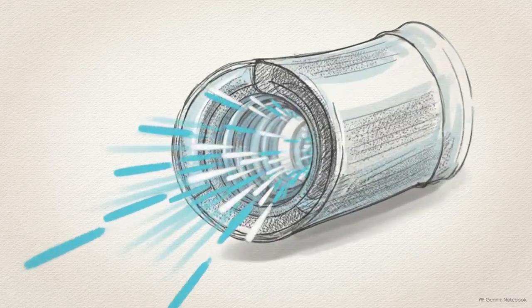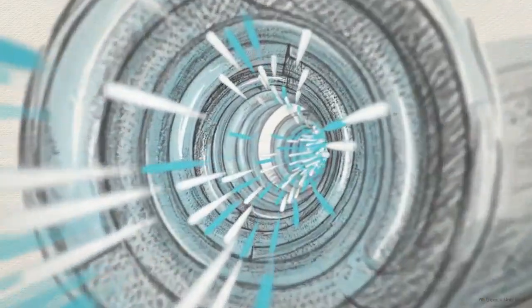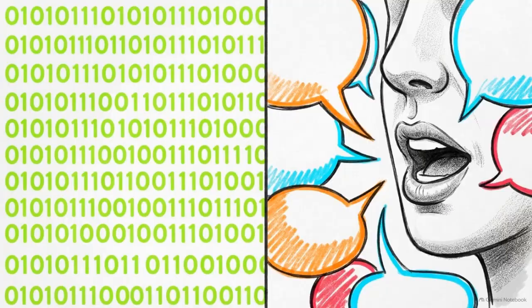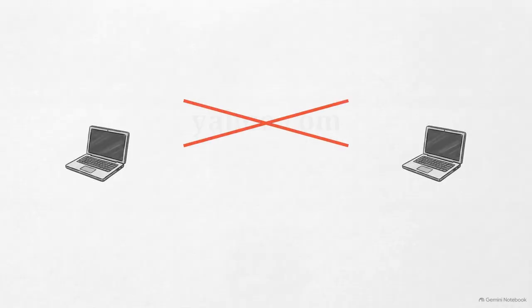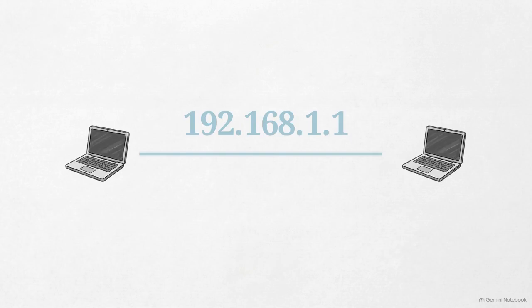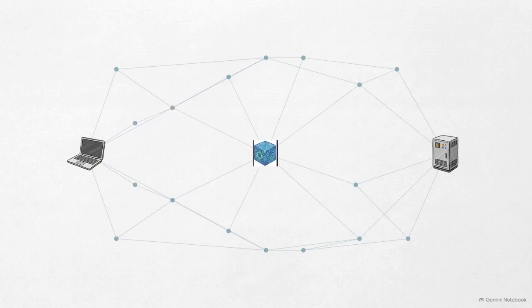As data pulses through a fiber optic network, it moves at speeds and in formats optimized for hardware, creating a fundamental gap between machine protocols and human language. Computers and networked devices do not recognize names. They identify one another using precise numerical strings known as IP addresses. This numerical format allows routers to determine the most efficient path for data to travel across the global infrastructure.